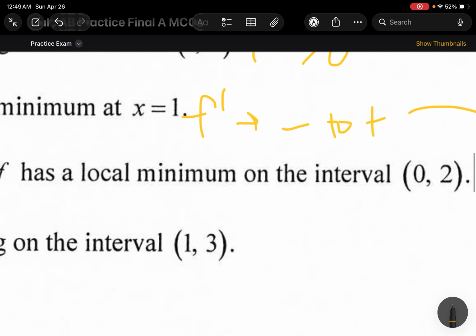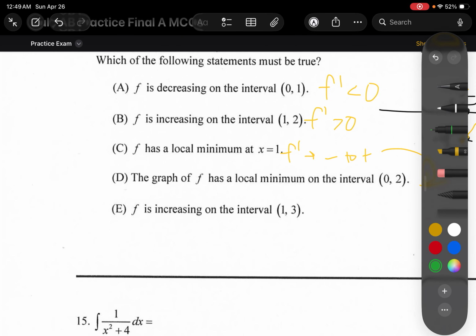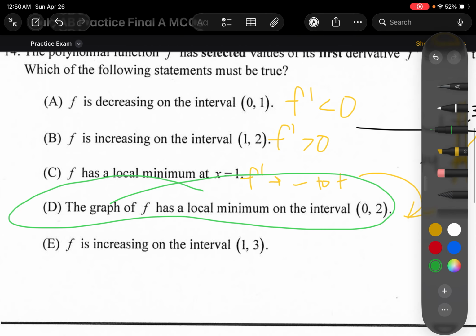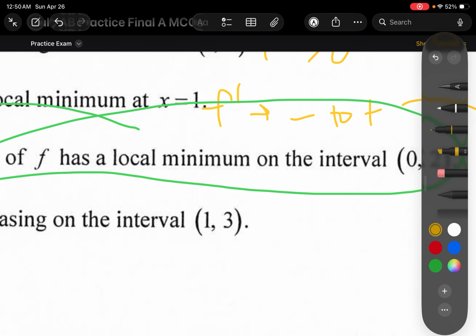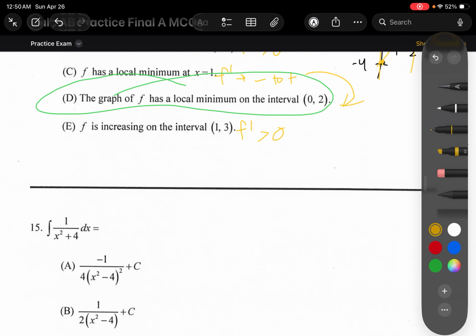So basically all of these are true, but the solutions say that this is the answer because this is the most specific answer here. So this is a very tricky question, but I guess you just have to look for the best answer, which could be subjective. So yeah.